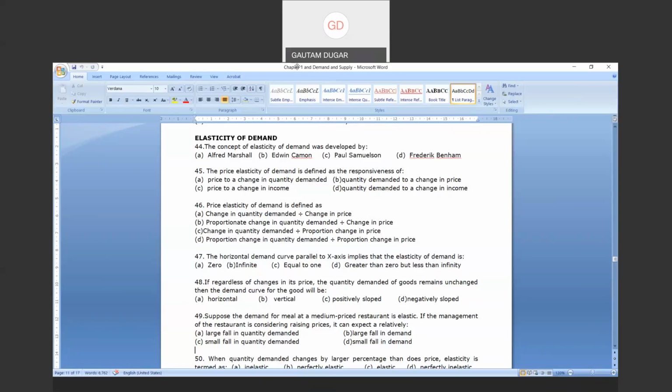Option A. Now you find option B, large fall in demand. Which is the answer? Obviously, large fall in quantity demanded is the correct answer, because I hope you remember, a response to change in price happens only if the demand is changing. That is called change in quantity demanded. So the answer will not be B, the answer will be A. Next.